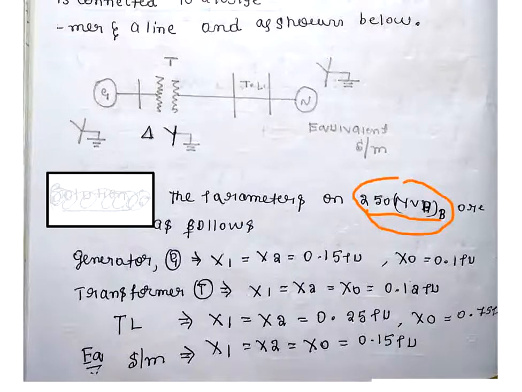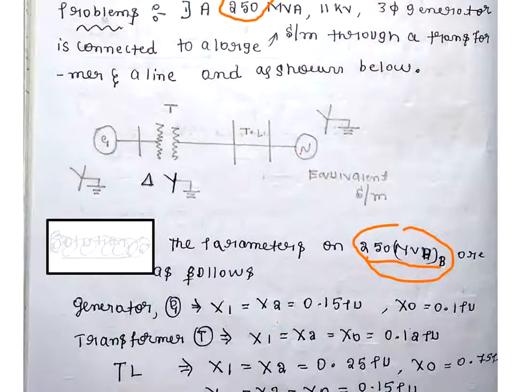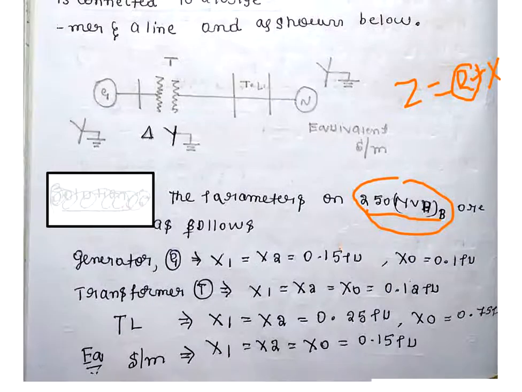Now, what are the generator reactances? Because Z equals R plus jX, and here R is negligible, so I can write Z equals X. So X1 equals X2 for the generator, X1 equals X2 equals 0.15 pu. That means Z1 equals Z2 equals 0.15 pu, and X0 equals 0.1 pu.